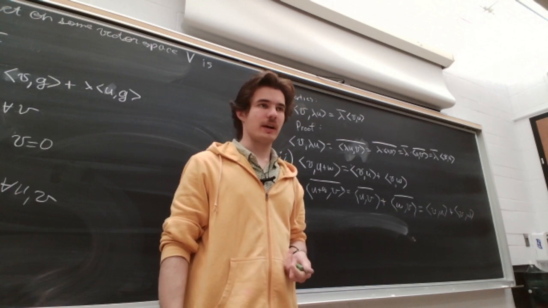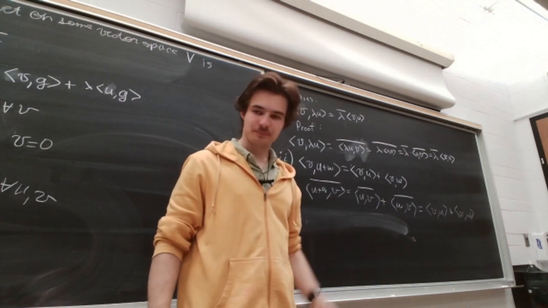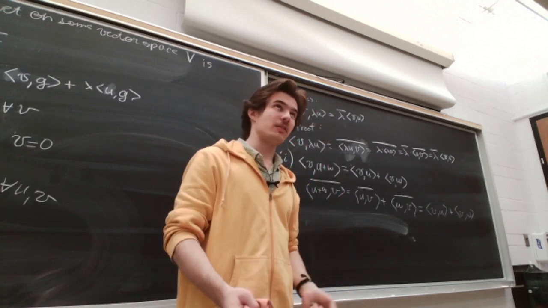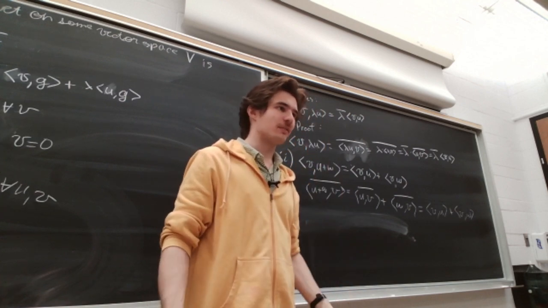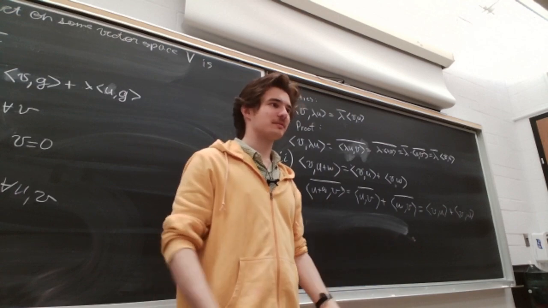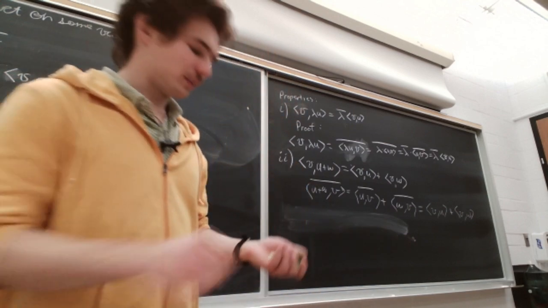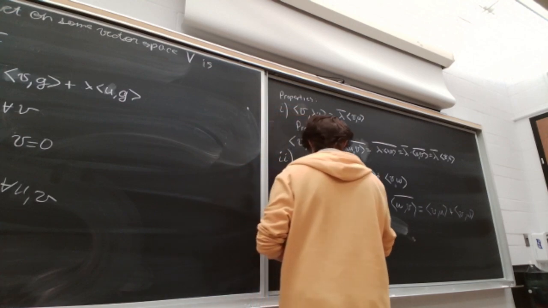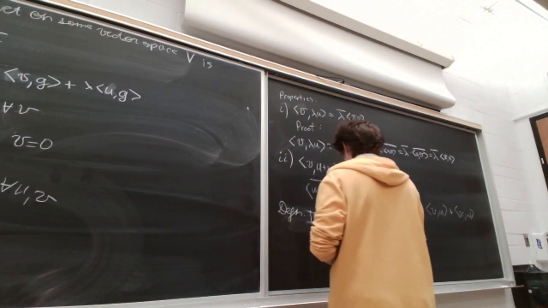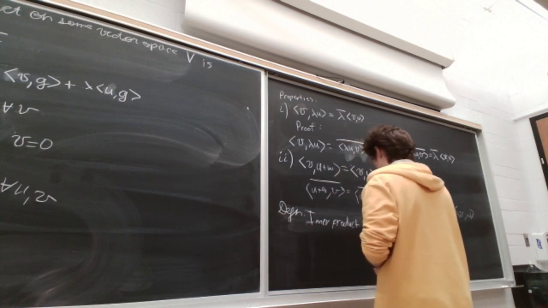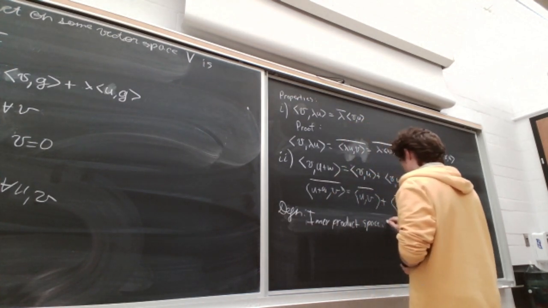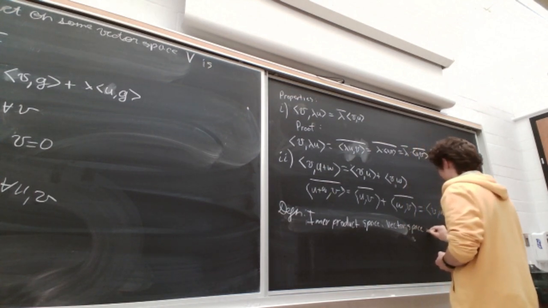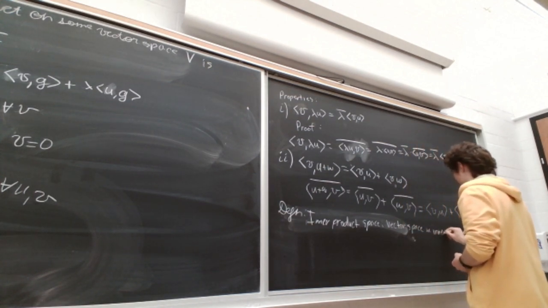This makes sense. So we define this thing called an inner product. And now, if you have a vector space with an inner product structure on it, we call that an inner product space. So, definition: an inner product space is a vector space with an inner product.